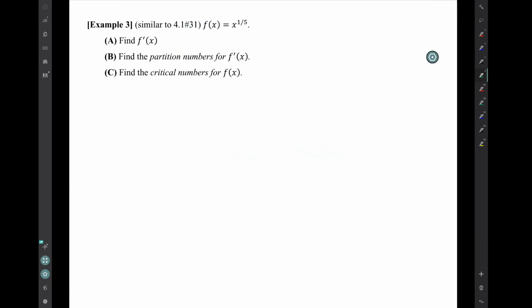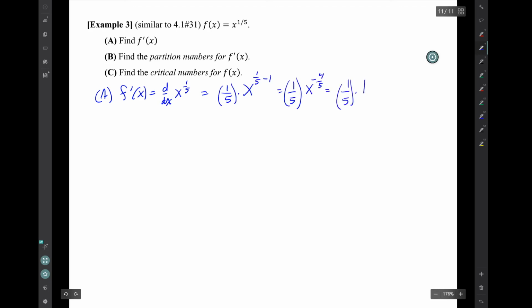Example 3. This is similar to 4.1, number 31. F of x is this power function with a rational exponent. So question A is find f prime of x. So we found the derivative using the power rule with n equals 1/5, and then we converted to positive exponent form. Now let's go on to question B.